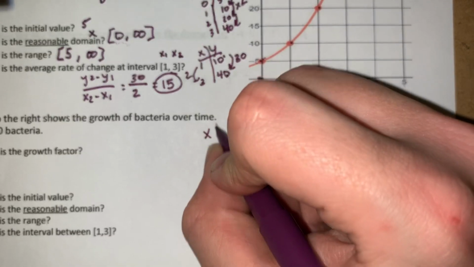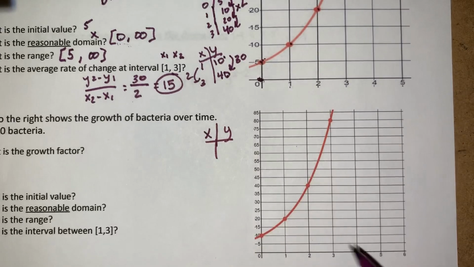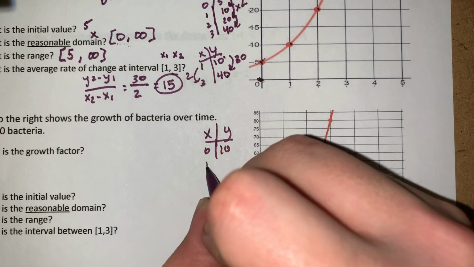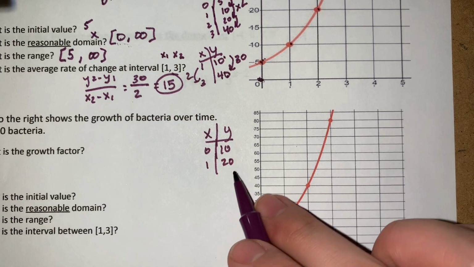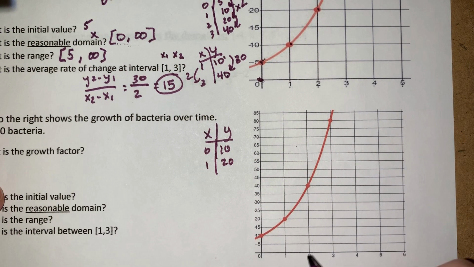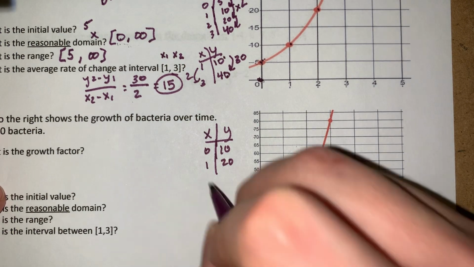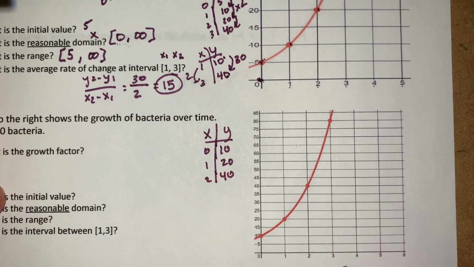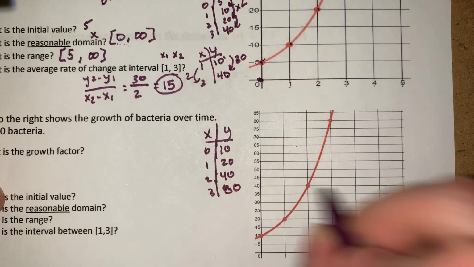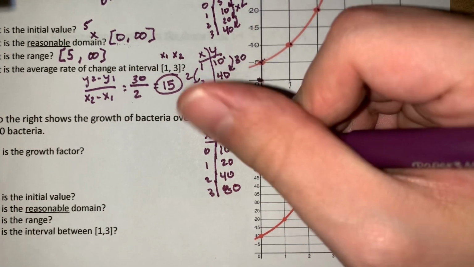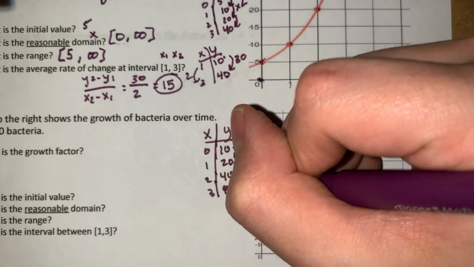So let's go ahead and find what we can. So when x is 0, y is 10, which makes sense because we start at 10. When x is 1, y is 20. So it's looking like it's doubling too, but I'm not gonna settle for that. I'm gonna keep going. When x is 2, y is 40. When x is 3, y is 80. So now I'm pretty confident that this is the same growth factor as the other one.